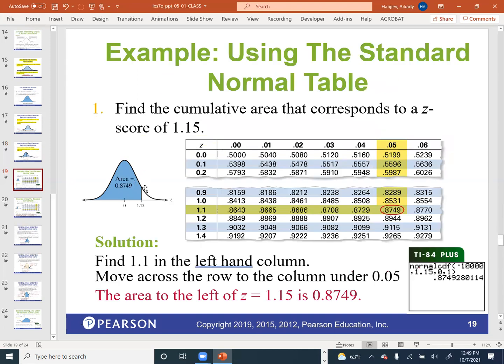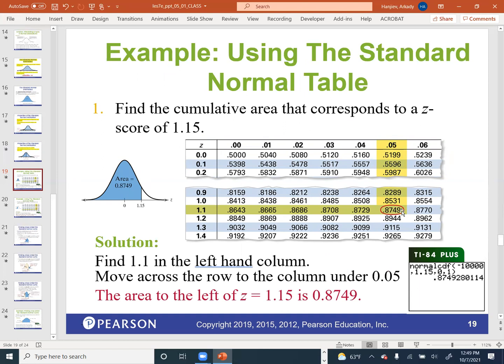So on the z-score, we're going to go right here on the second page of it. You're going to go all the way down to 1.1. And then you're still missing the hundredths digit. So then you go over here to that 5 and you connect them together. So 0.8749. Are we good with that?